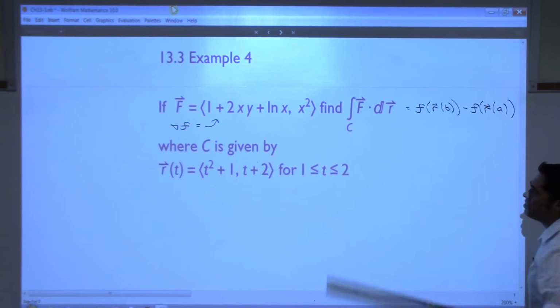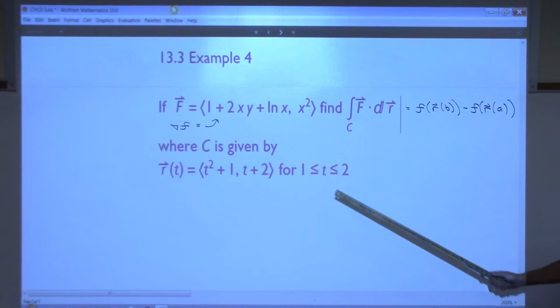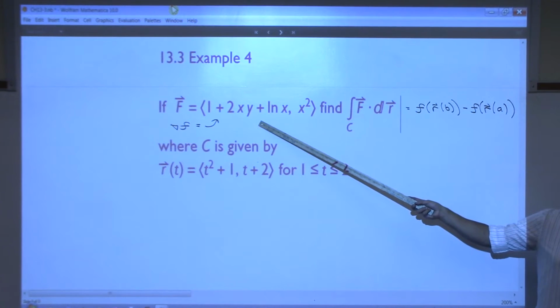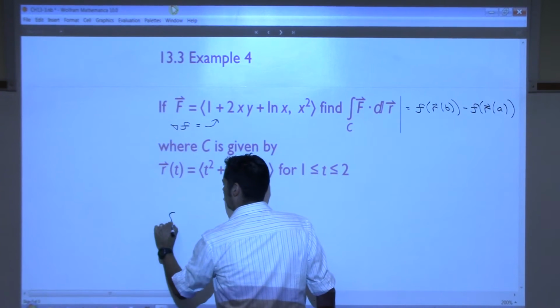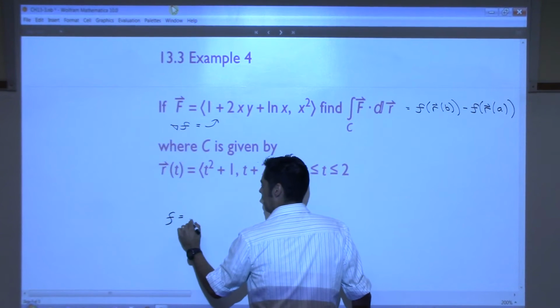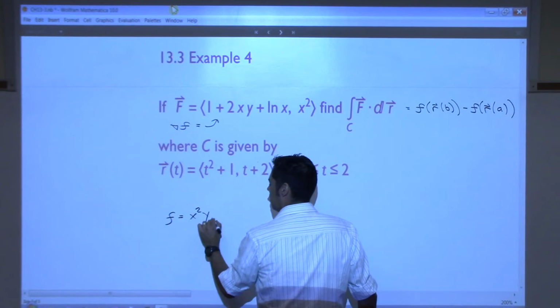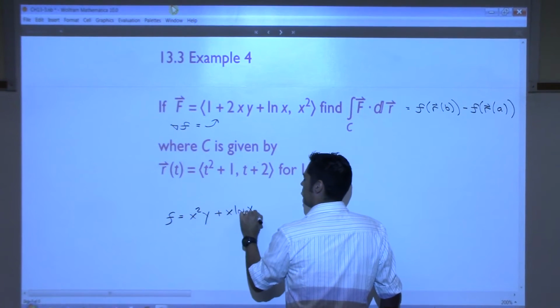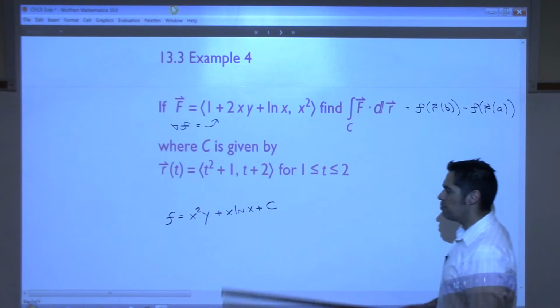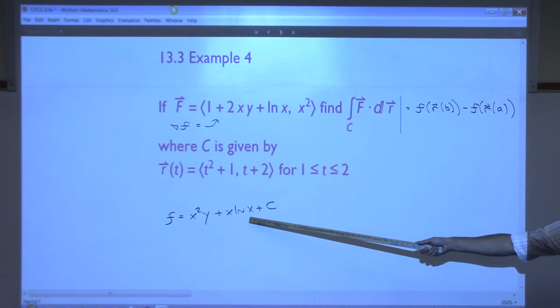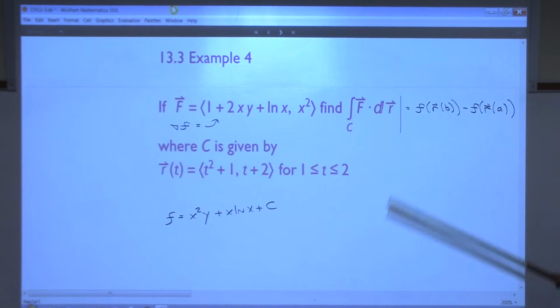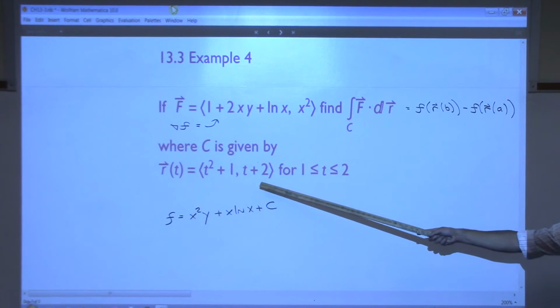In the previous example, we showed that this was conservative, right? And we found little f. It turned out to be x squared y plus x ln x plus c, right? That's what it was, from the previous example. So all I need to do is take that function and evaluate it at the two endpoints of this curve.